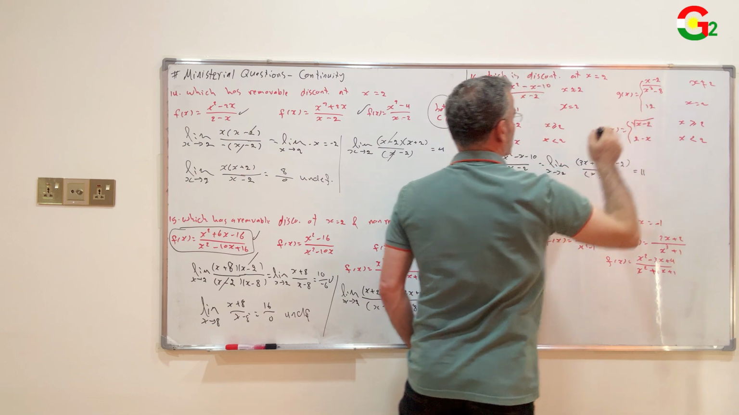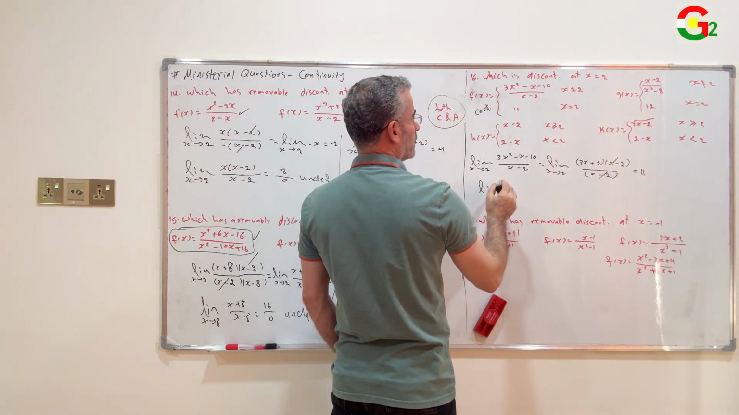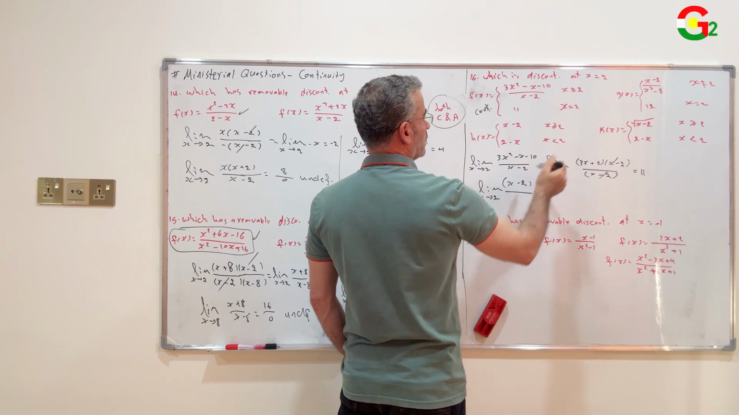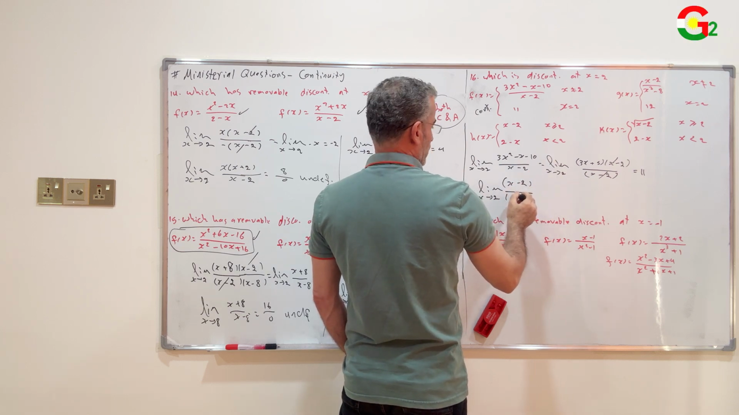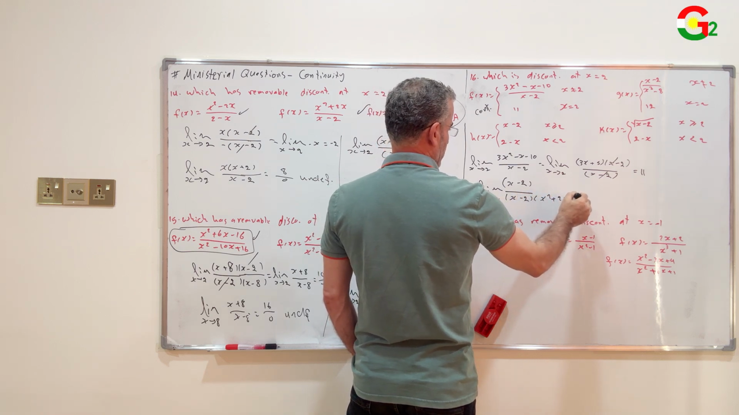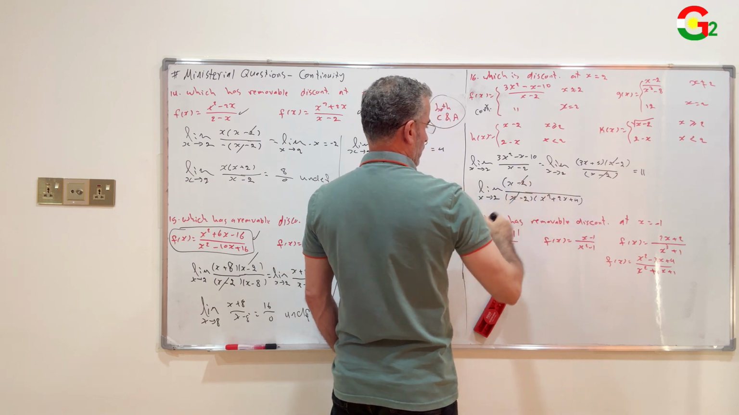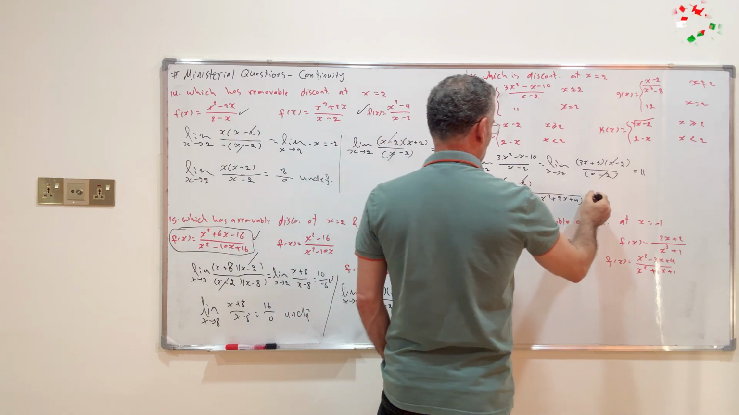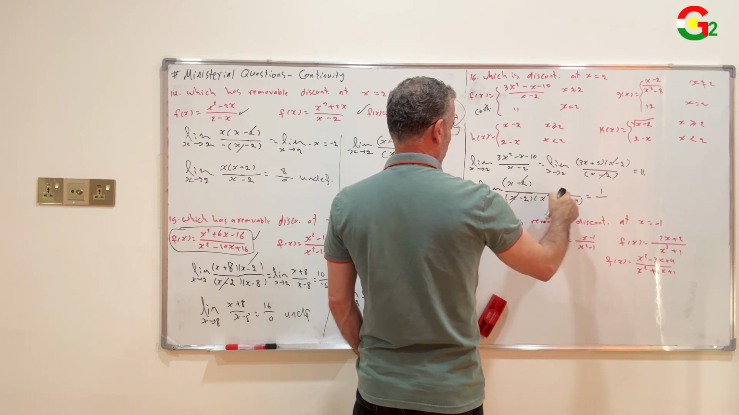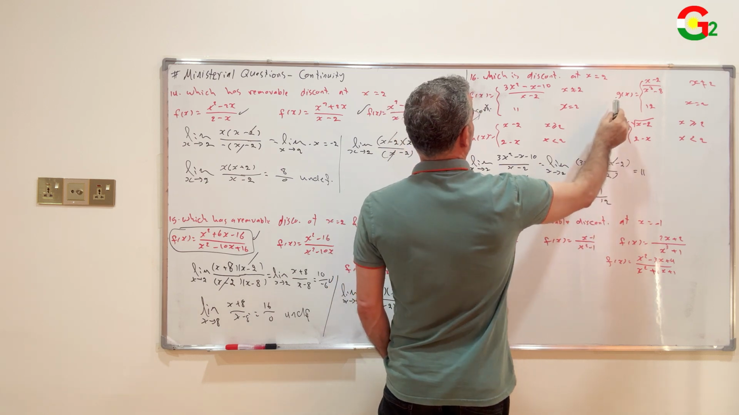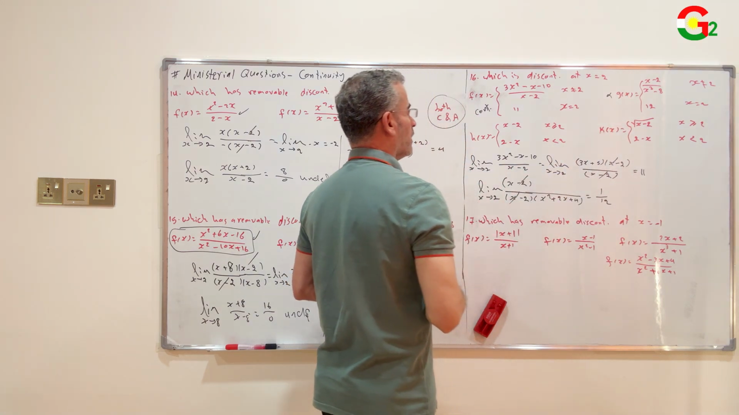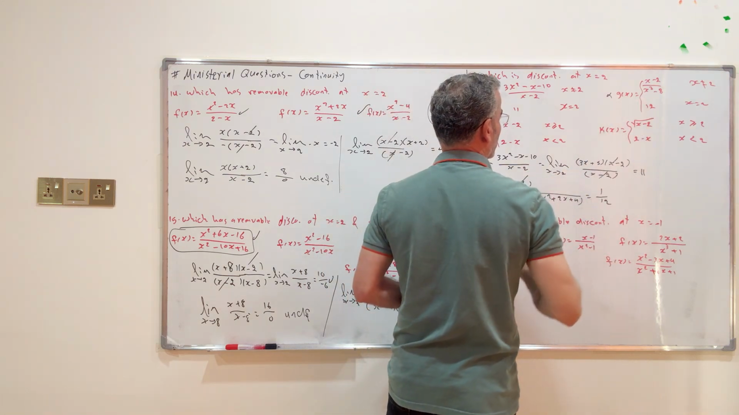Let us check this function. Limit as x approaches 2 for this function, x minus 2. Analyze the difference of 2 cubes, x minus 2, x power 2 plus 2x plus 4, x minus 2 with x minus 2. The answer is 1 over 2 squared, 4 plus 4 plus 4, 12. This function is discontinuous because the value of the function is not equal to the limit of the function.